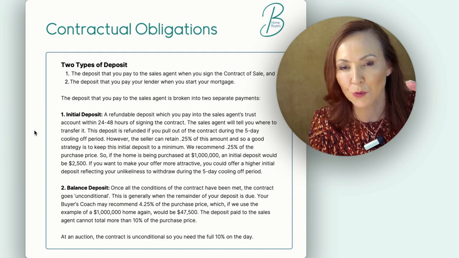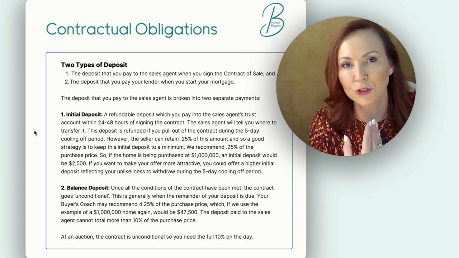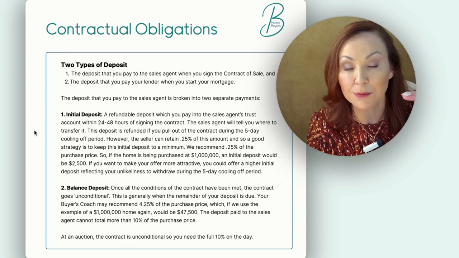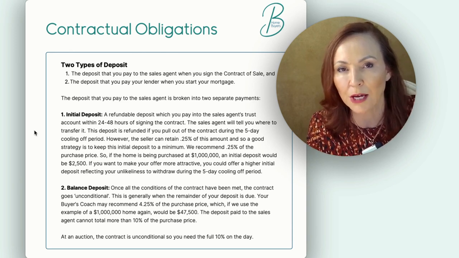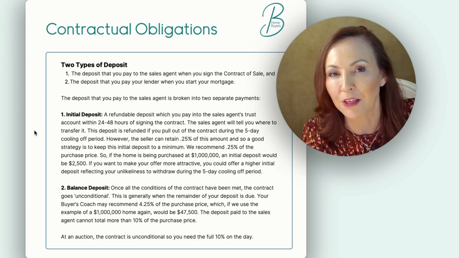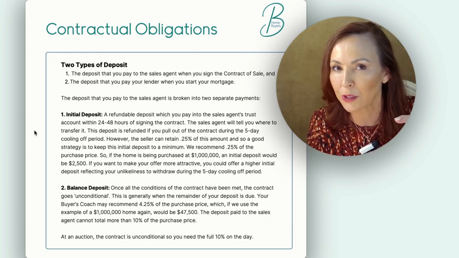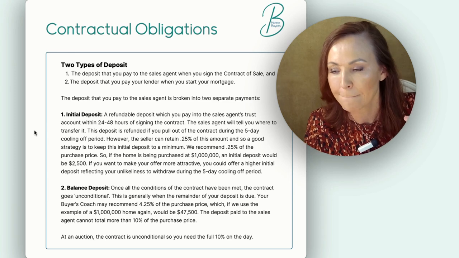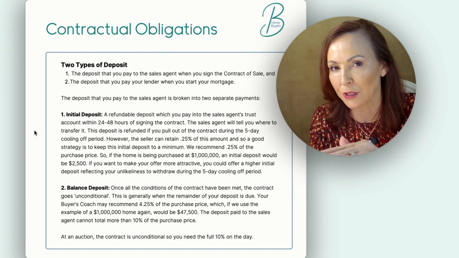So say you decide you want to buy a home for $1 million and you want to make a nice, good, strong deposit of as much as you can. You can't go over 10%. So you can't say, I'm going to pay you more than $100,000 as my deposit. You can't say, I'm going to pay you half the price as my deposit. I'll give you $500,000. You can't do that. You can only go up to 10%. And so that 10% is then broken into two payments.